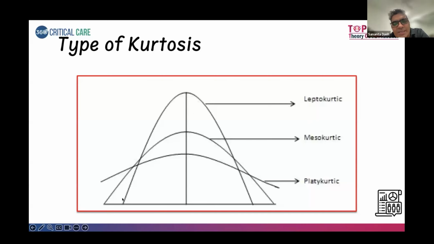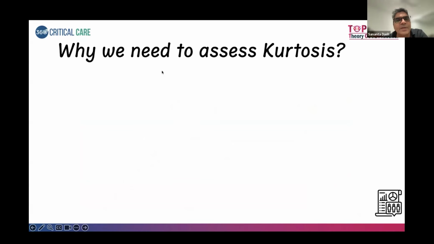But if the data is very narrow with a lower standard deviation, then you get a leptokurtic wave, which is this peaked one, where you have the same mean but the standard deviation is less. A platykurtic curve is where you have the same mean again, but the distribution is very wide with a longer tail. So that height represents the kurtosis.